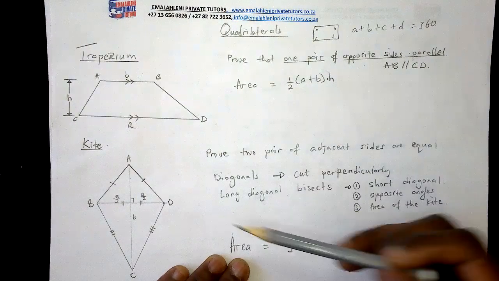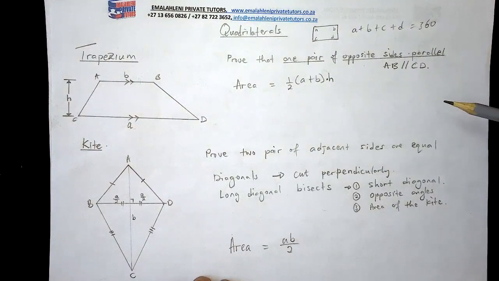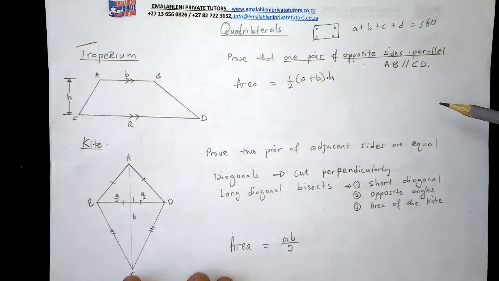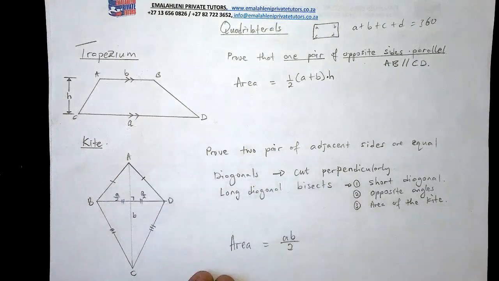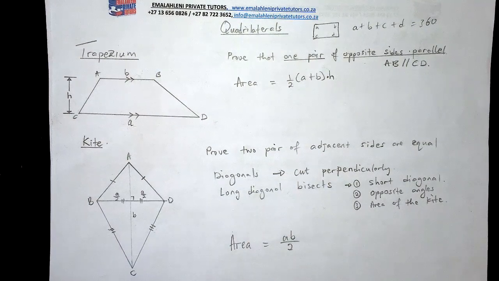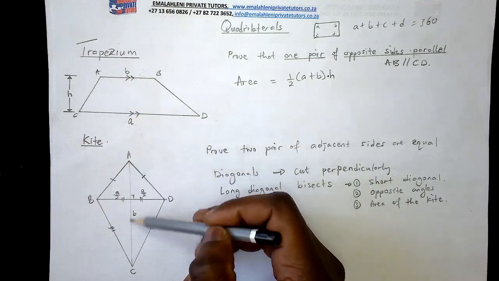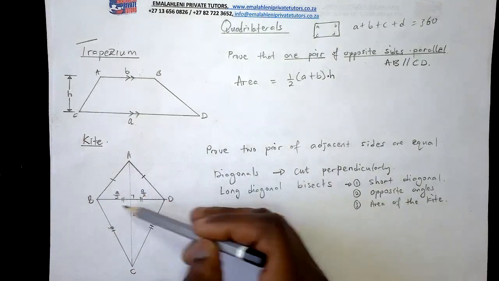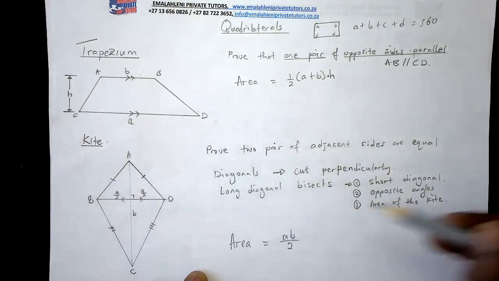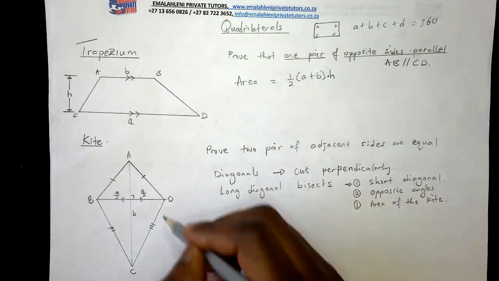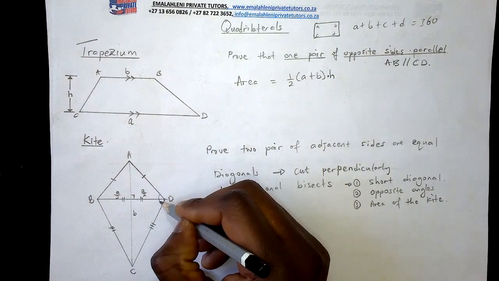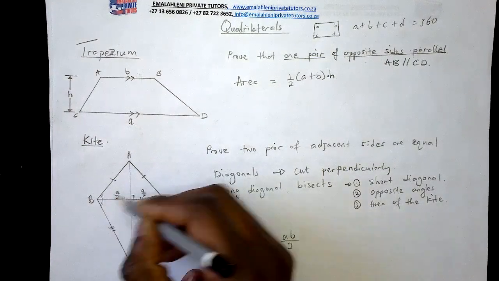Now, let's move on to kite. With a kite, it's a different story, because we've got adjacent sides that are equal. You can see that these two are equal, and also the long diagonal, the big diagonal, bisects the short diagonal. Then another thing is that the big angles here, these two angles, are actually equal.